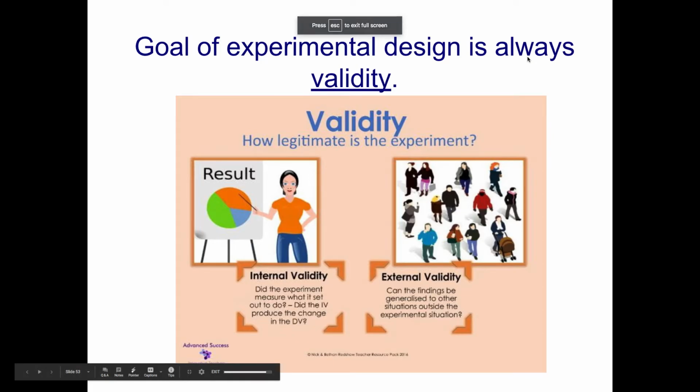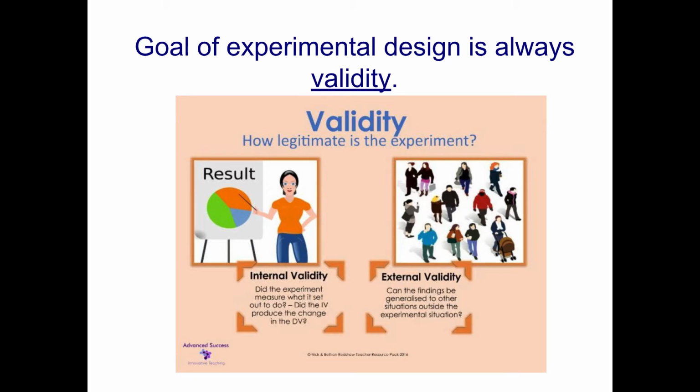The goal of experimental design is always validity. We always want to make sure that the way we design our research is going to produce a result that's legitimate. There are different types of validity. There's internal validity, which means that the experiment measured what it set out to measure.